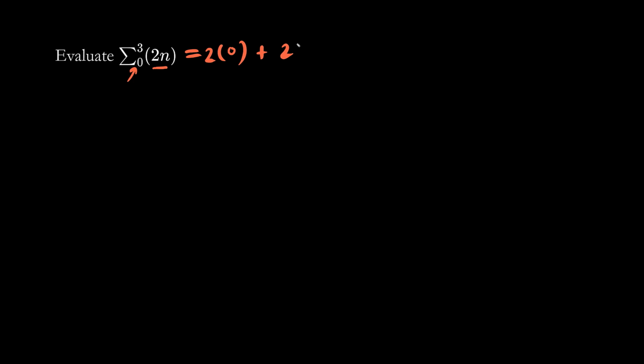Then we add the same expression, the same term again, but instead of starting at 0, we increase it by 1. So now we have 2 times 1. We add another term, 2n, or 2 times the next number. What's after 1? We have a 2. And we keep repeating this pattern until we reach the last number, which is a 3, at the top of the sigma notation.